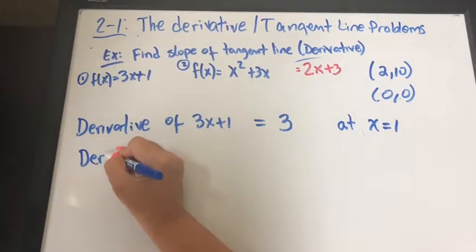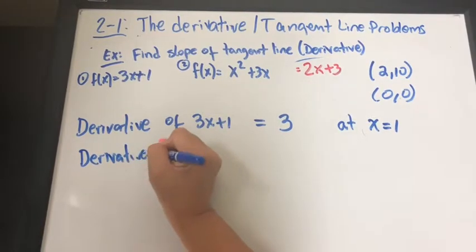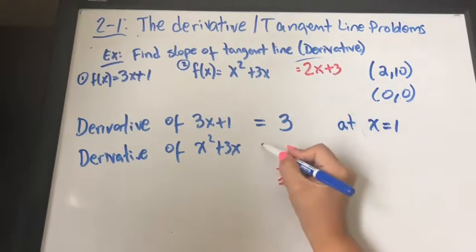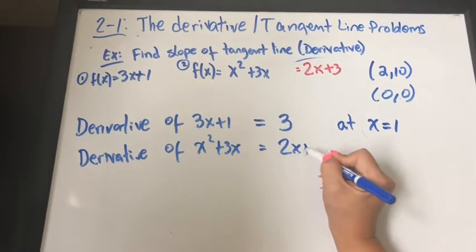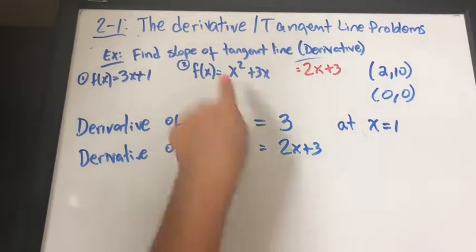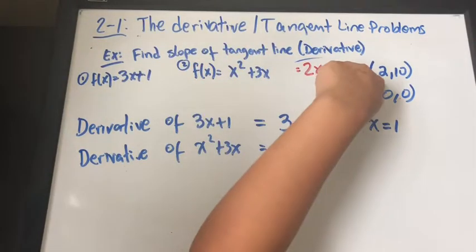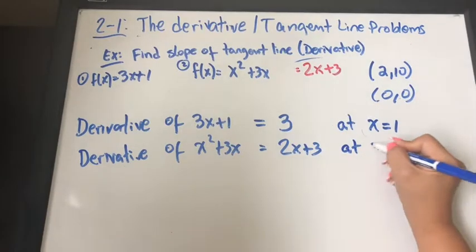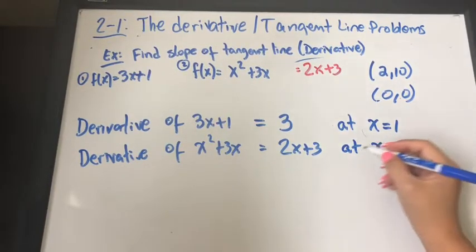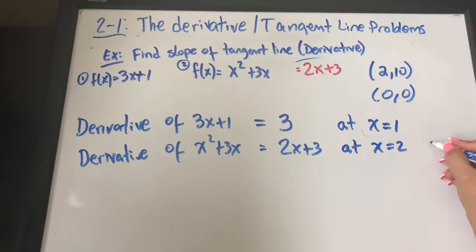Now, if I were to ask what is the derivative of x squared plus 3x, then your answer should be the derivative is 2x plus 3. That's it. But if the question asks what is the derivative, or the slope of the tangent line, at x equals 2, then the derivative at x equals 2 would end up being 2 times 2 plus 3, which is 7. Okay, guys? So hopefully you understood this lesson.